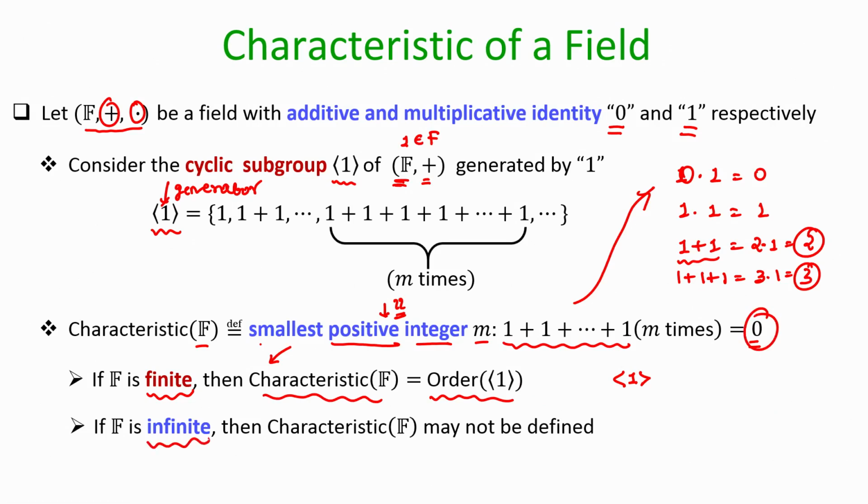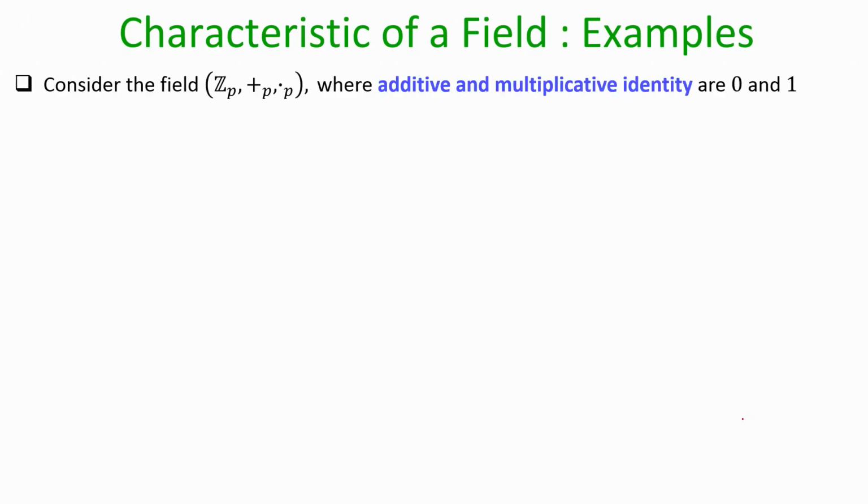Whereas, if the field F itself is infinite, then the characteristic of F need not be well defined. So, typically we will be interested in the characteristic of a field when our field is a finite field. So, let us see some examples of characteristic of a field.